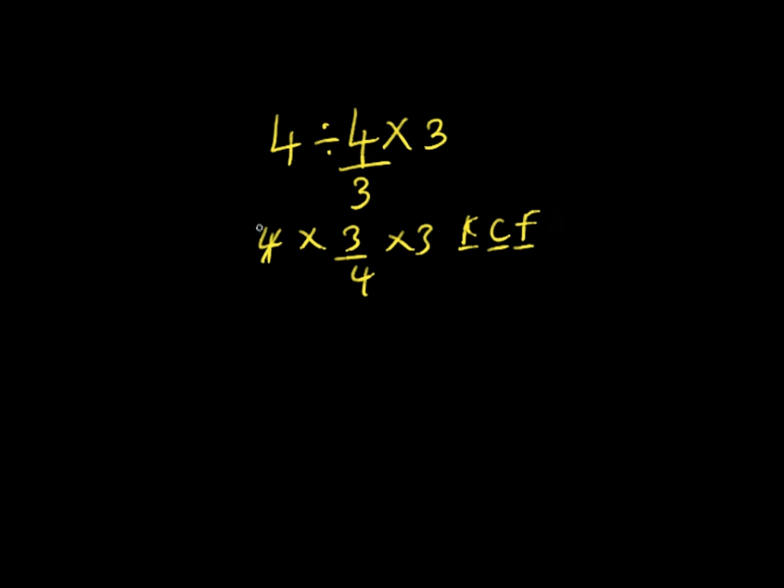Now 4 into here will give us 1, 4 into here will give us 1. We are left with 3 times 3. 3 times 3 is 9. 9 is the right answer.